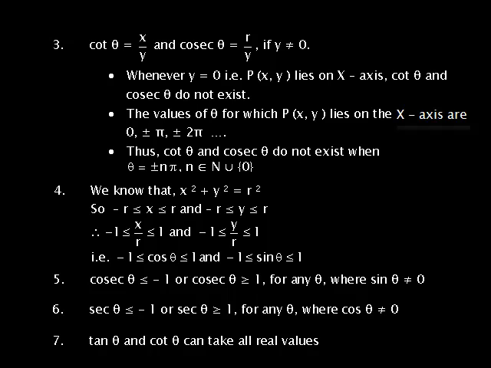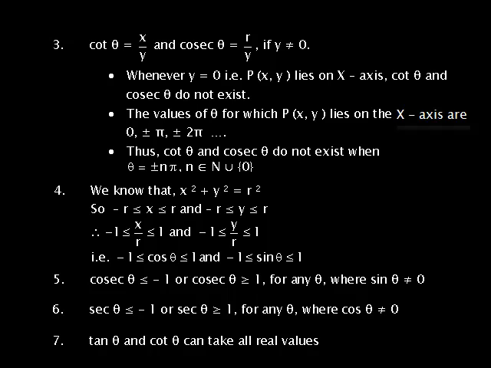We know that x square plus y square equal to r square. So minus r less than or equal to x less than or equal to r, and minus r less than or equal to y less than or equal to r. Therefore, minus 1 less than or equal to x upon r less than or equal to 1, and minus 1 less than or equal to y upon r less than or equal to 1.